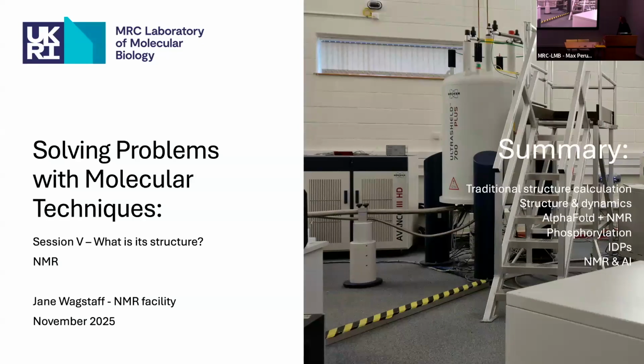So just to summarize the kind of things I'm going to be talking about. I'm going to talk to you about how we would traditionally calculate an NMR structure of a protein, and about protein dynamics. I'm going to follow on from Dom's talk and mention a tiny little bit about AlphaFold. Then I'm going to talk about some of the main uses that we find people are using NMR for here at the LMB, and that's studying phosphorylation and also looking at intrinsically disordered proteins. And I'm going to take one slide to talk about AI because that's super fashionable.